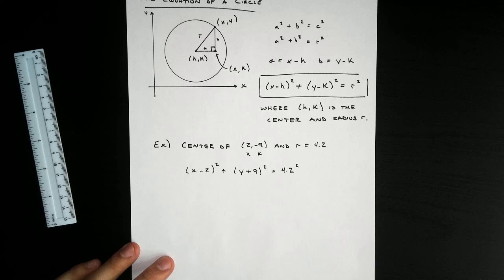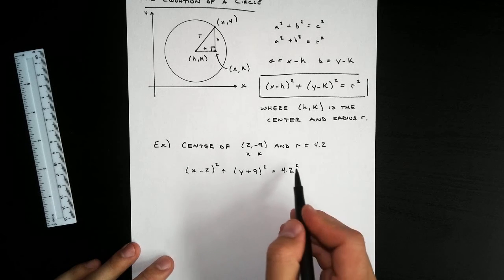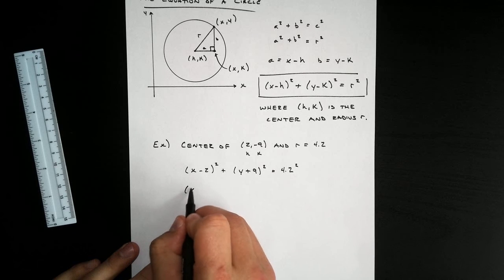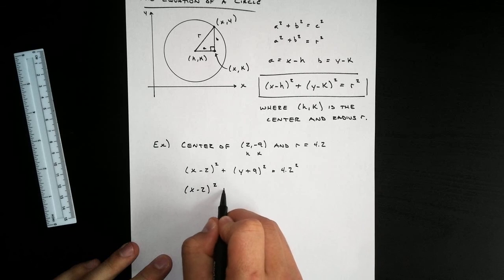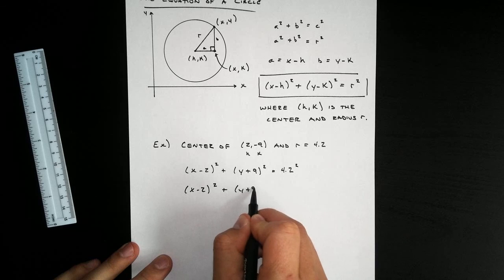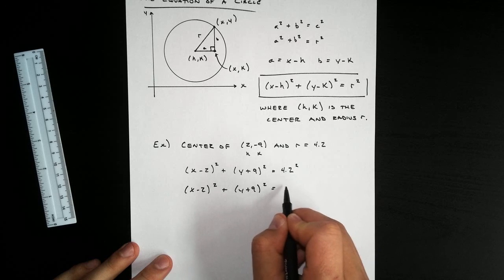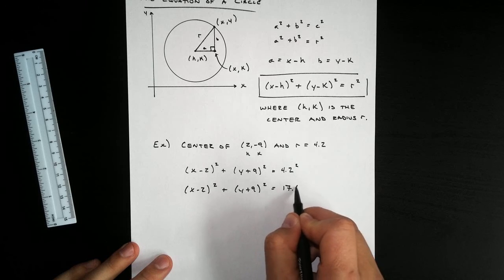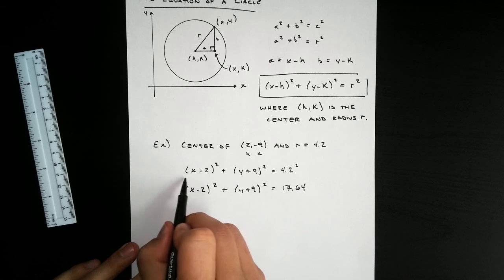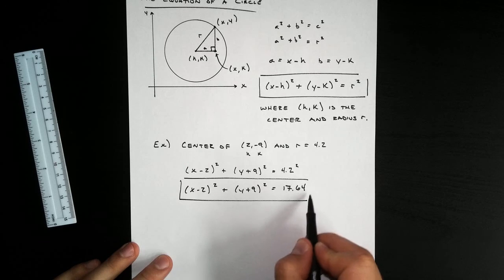And then just to finish this up, I'm just going to multiply that out. So 4.2 times itself, and that is equal to 17.64. So here's our standard form equation.